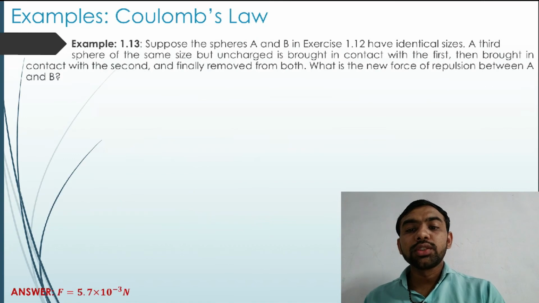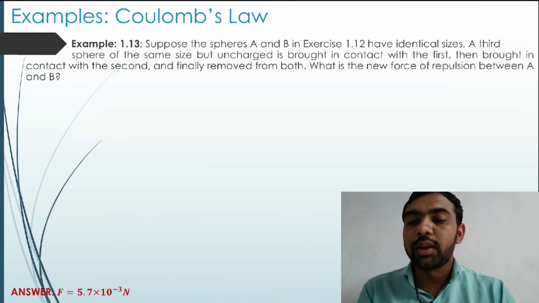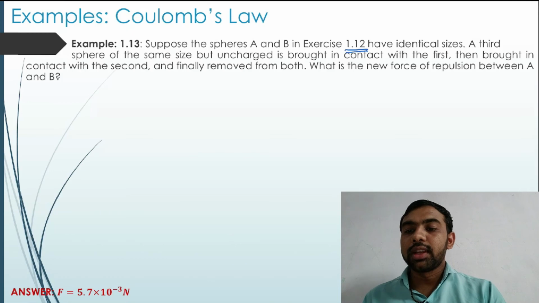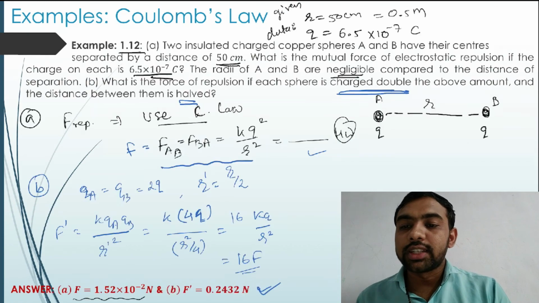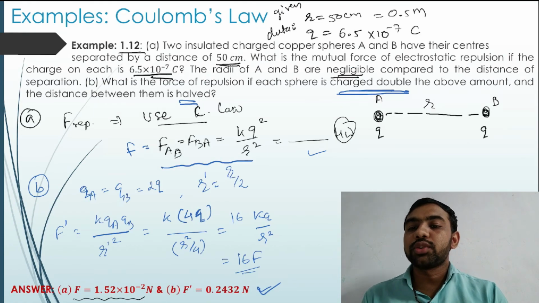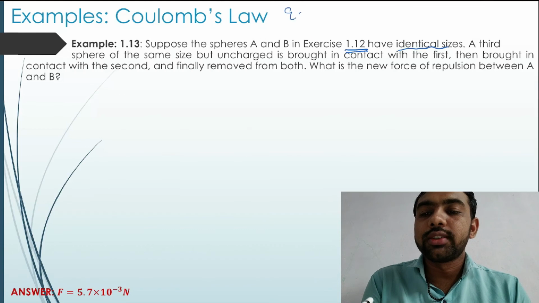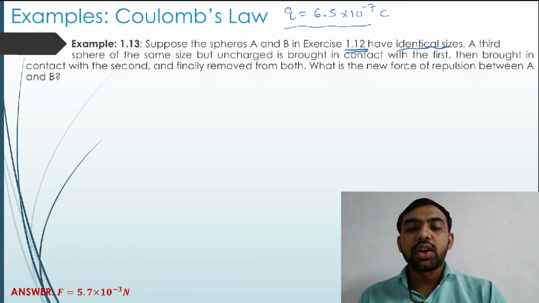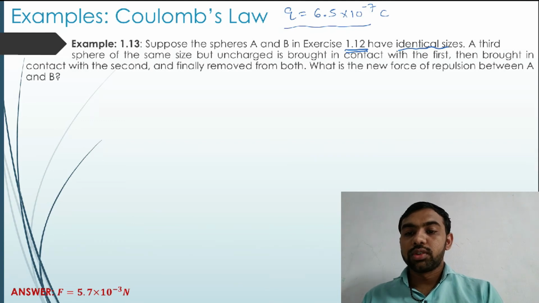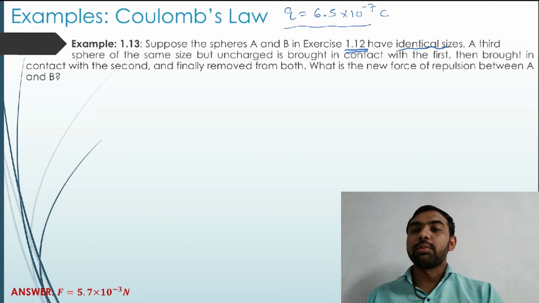Let's see the next one. Suppose the spheres A and B in exercise 1.12 are both identical in size. First of all, let's write the charge. So Q is equal to 6.5 into 10 raised to minus 7 coulomb, this much charge is there. A third sphere of the same size but uncharged is brought in contact with the first and then brought in contact with the second, and finally removed from both. Then what is the new force of repulsion between A and B?